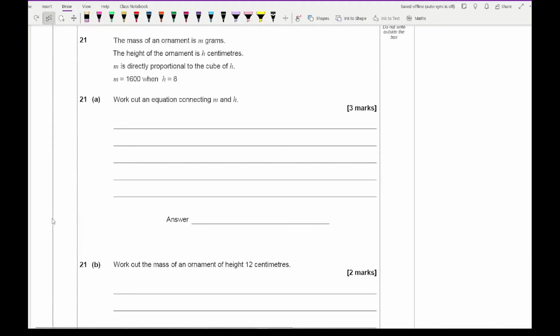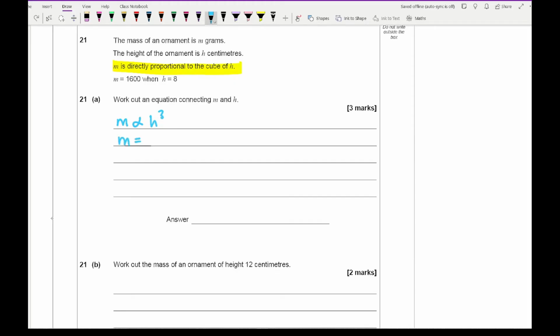Then for question 21, it says the mass of an ornament is m grams, the height of an ornament is h centimeters, m is directly proportional to the cube of h. When m equals 1600, h equals 8. Work out the equation connecting m and h. So this is looking at direct proportion. So looking at this line here, let's write that using maths notation: m is directly proportional to the cube of h.